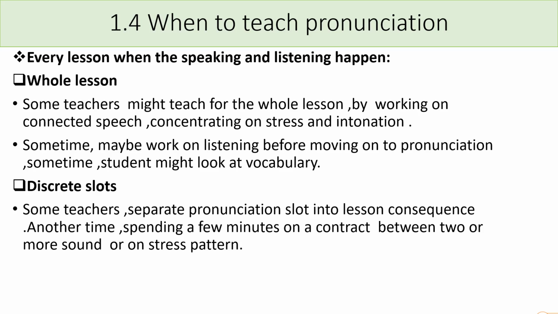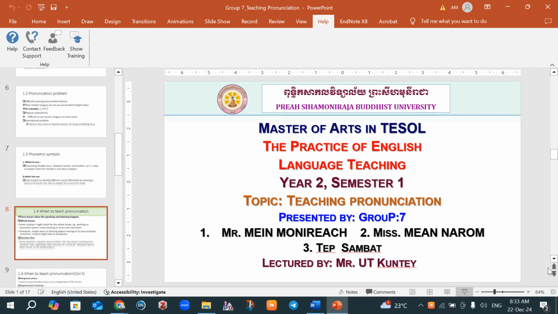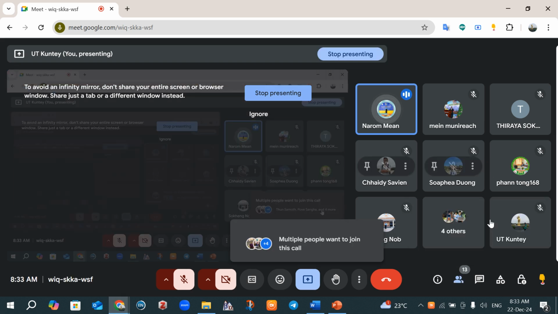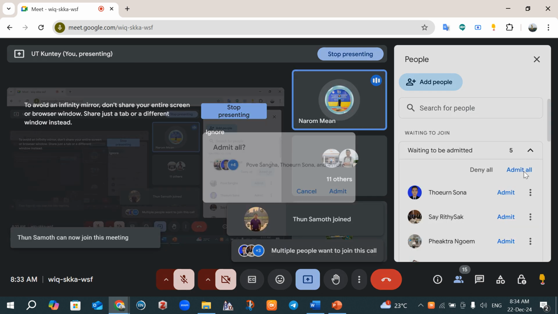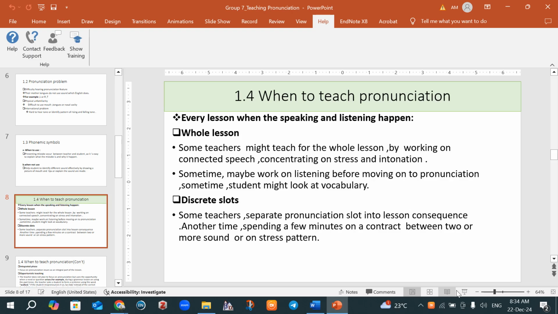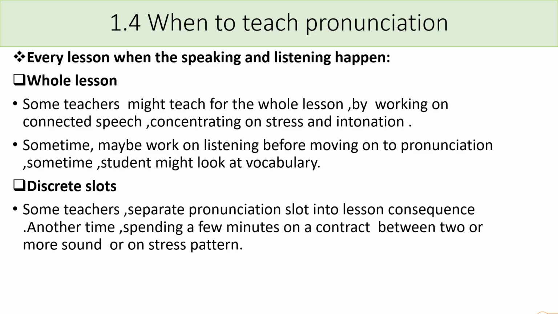And another one is discrete slot. For this point, the teacher does not teach for the whole lesson, but separates the lesson into small parts. For example, in the first lesson they spend 5 or 10 minutes working on intonation, and after that they spend another time on reading or correcting some exercises. So it means they don't teach for the whole lesson. I mean, they separate the lesson into small parts to explain a specific point to the students. Yes. And now I finish this point and move to another point.